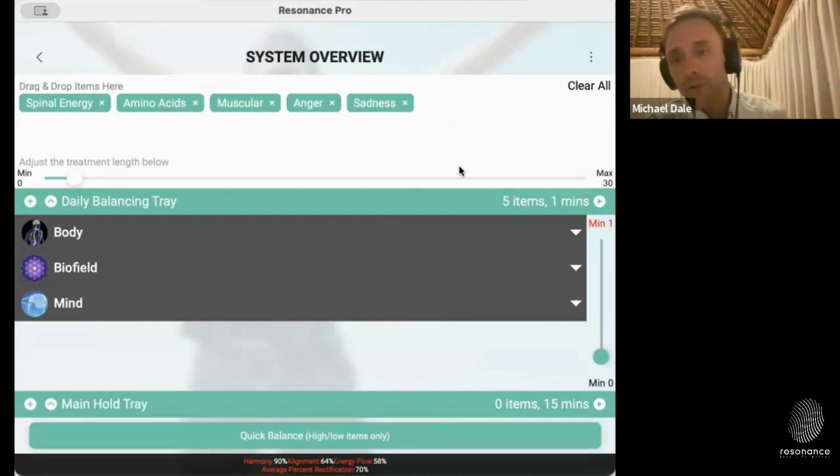So now the clients have had a few minutes just to gather themselves. We could go two ways at this point. We could approach the session with another balancing. Maybe we could go for another quick balance, but this time a 5-minute quick balance, and then we could go to the daily balancing tray again. That would be one approach.